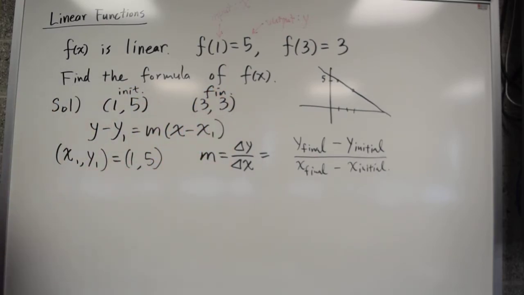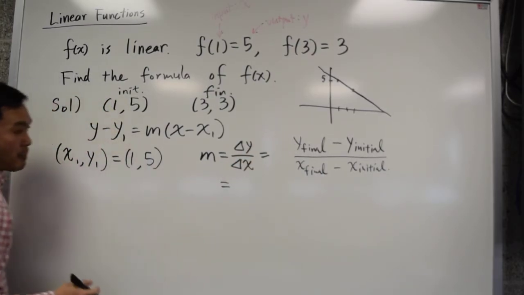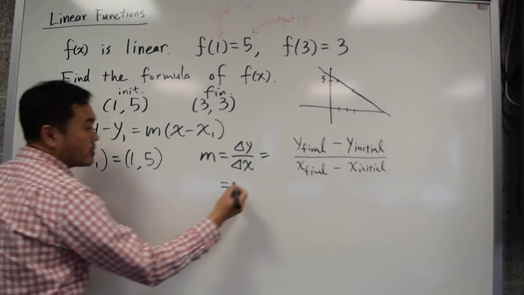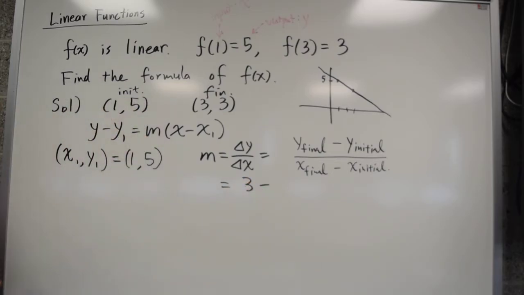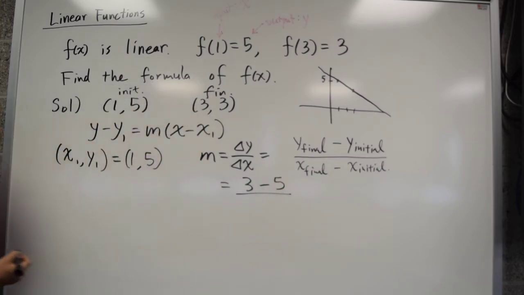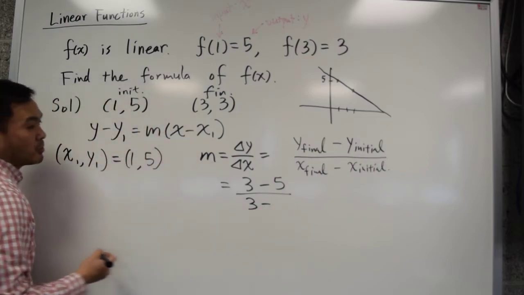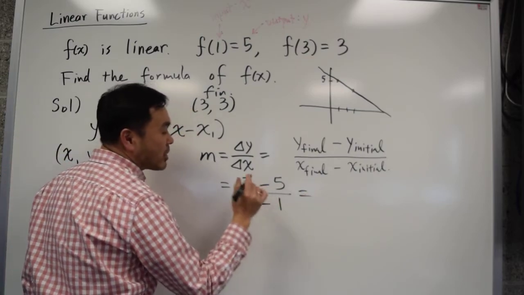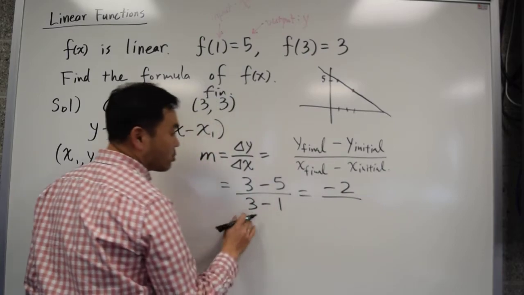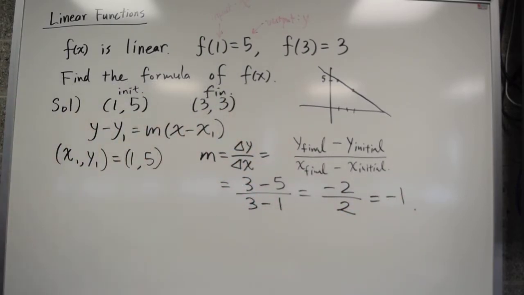So let's actually calculate this. What's y final? 3. What's y initial? 5. Divided by x final? 3. x initial? 1. Okay. So 3 minus 5 is negative 2. 3 minus 1 is 2. So if you divide, you get negative 1. So negative 1 is your slope.